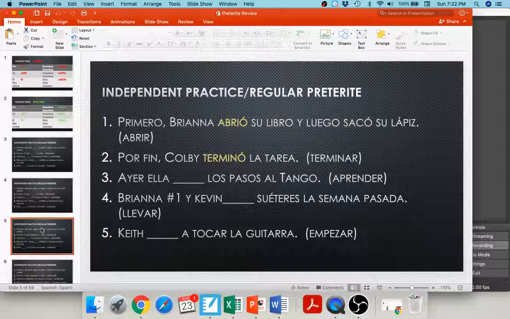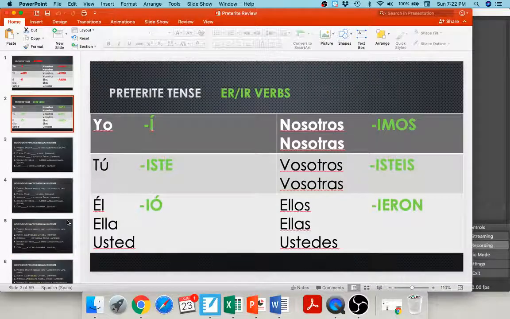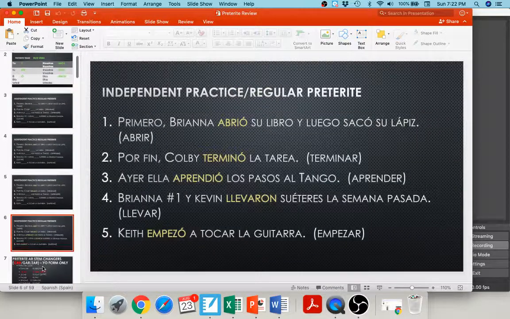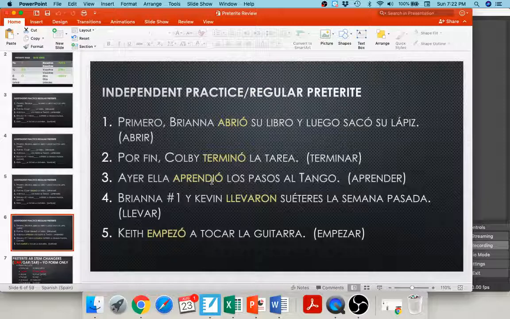Number 3 says that ayer ella aprender los pasos al tango. So yesterday she learned the steps of the tango. We're going to take aprender. We're going to chop off our ER to say that she learned. We're adding back again an IÓ. So we should say that ella aprendió los pasos al tango.